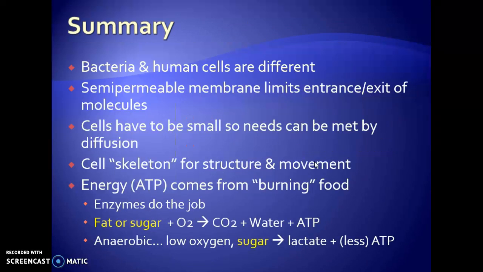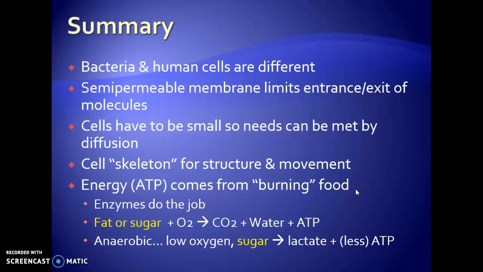So in summary, bacteria and human cells are different, but they do have some similar features. Your cell membranes are semi-permeable, and that is going to limit the entrance and exit of different molecules. Cells have to be small, so needs can be met by diffusion, that simple movement in and out of cells. The cell skeleton is there for structure and movement, and you have 3 major protein molecules that are going to be the major players within that cell skeleton.